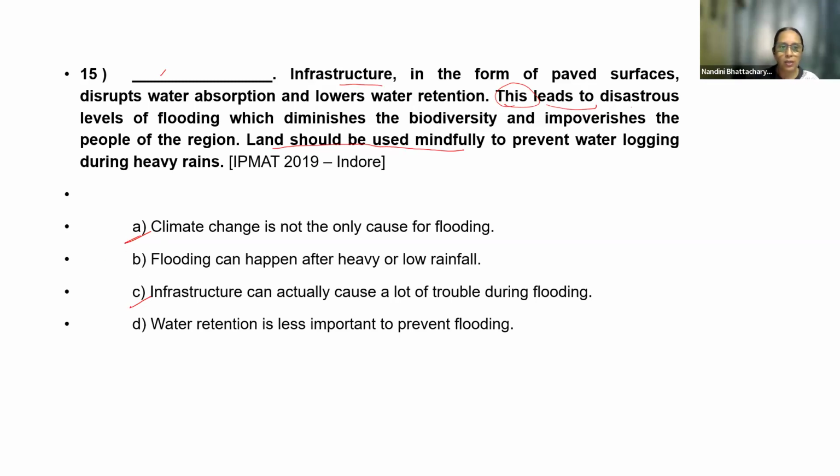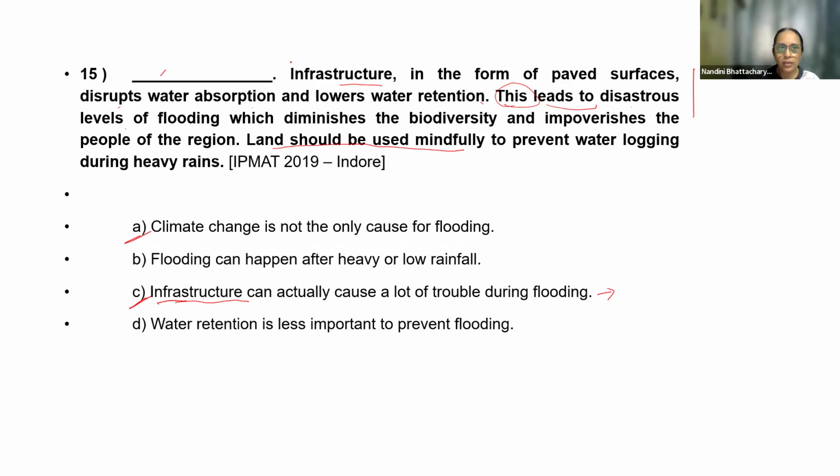Let's see now, Avni, if you look at C, infrastructure can actually cause a lot of trouble during flooding. Now, if you take this as the introductory sentence and then read the next sentence, infrastructure in the form of paved surfaces disrupts water absorption and lowers water retention. This leads to disastrous levels of flooding, which diminishes biodiversity, etc. So, now if you use C as the introductory sentence, is it repeating the same thing?